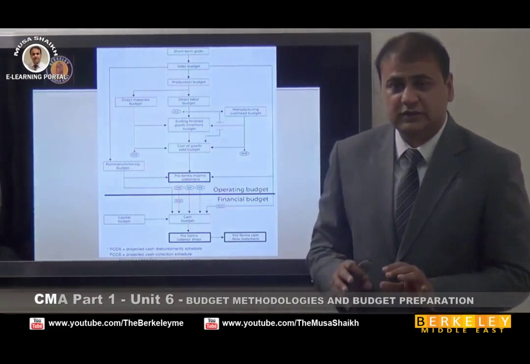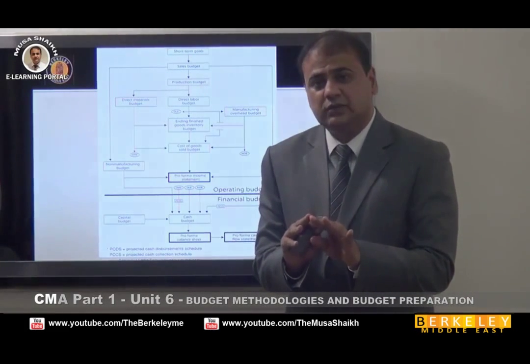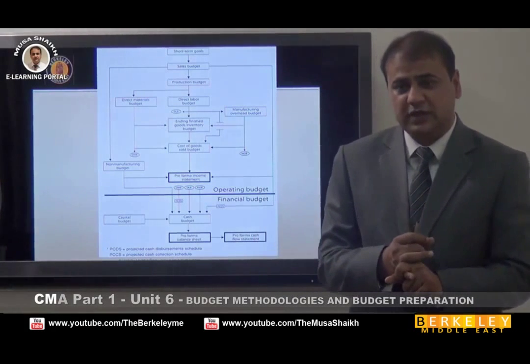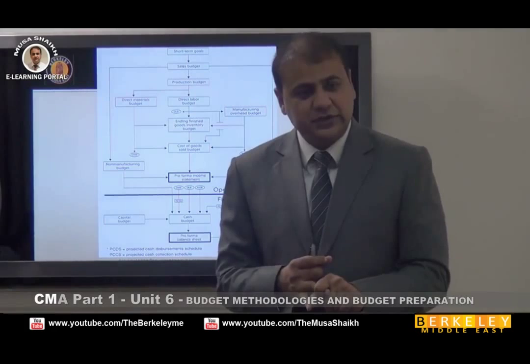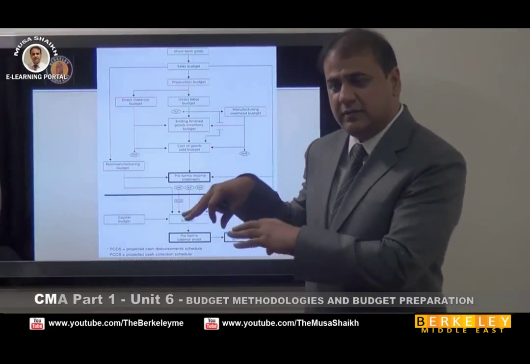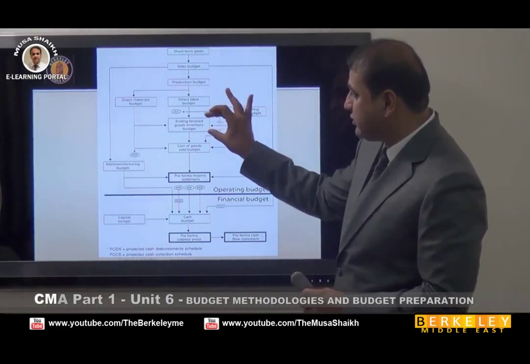We have 4 units to discuss. Here the focus is more about budgeting: how a budget starts, what is the first budget, what things we need to know about sales, purchases, production, and the next will be the material, labor and manufacturing overheads. Then it will lead to finished goods inventory.